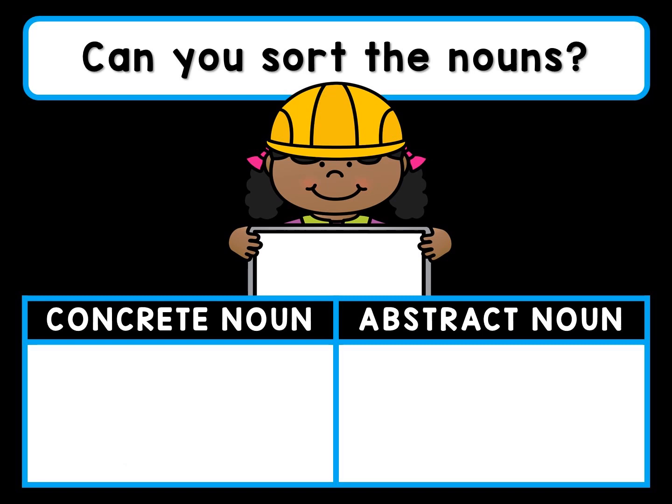All right, so let's see what we can do so far. We've learnt about the concrete ones that we can use with our senses and the abstract nouns that we can't. So let's see if we can sort these words. House. Well, that's easy. I can definitely see a house. I can touch a house. So I know that's going to be a concrete one.